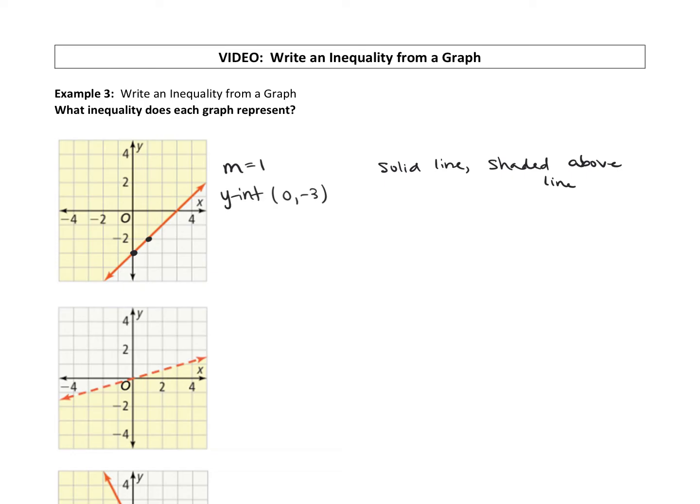All right, so our inequality is going to start with a y. A solid line is either going to be greater than or equal to, or less than or equal to. Which one of those will shade above? The greater than will shade above. So our inequality is y is greater than or equal to. Our slope is 1, so we're just filling in mx plus b: 1x, or just x, and then your y-intercept is -3, so minus 3. And that is the inequality to represent that graph.